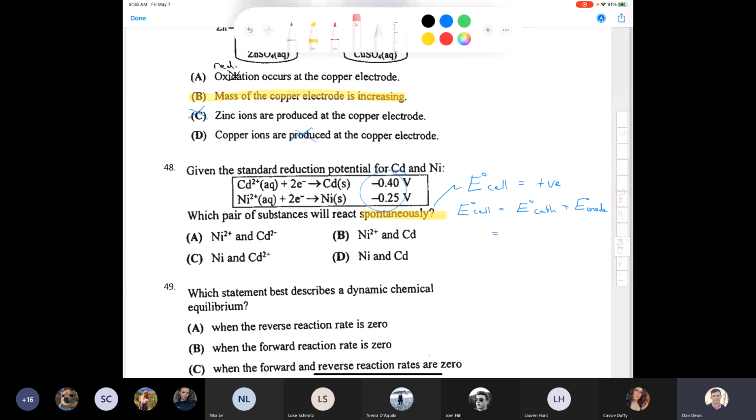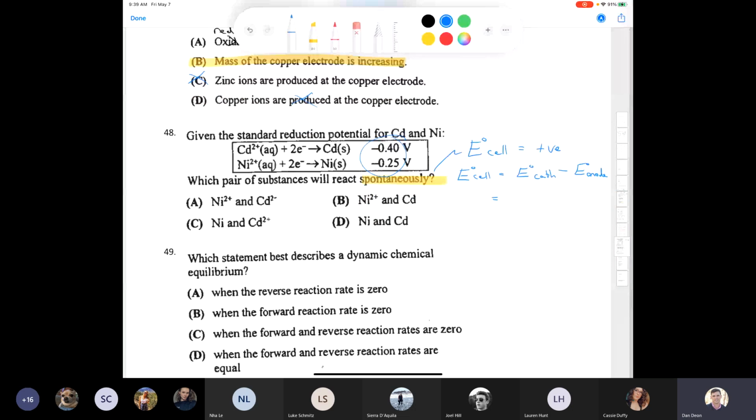Did I put plus when I meant subtract? Nobody corrected me. Did I do it correctly up here? Yeah, okay. Had a lapse of judgment. I think I saw a positive here, just threw in a positive there. So it's supposed to be E cathode minus E anode. Anyhow, I was like, that doesn't work when I took a look at the numbers.